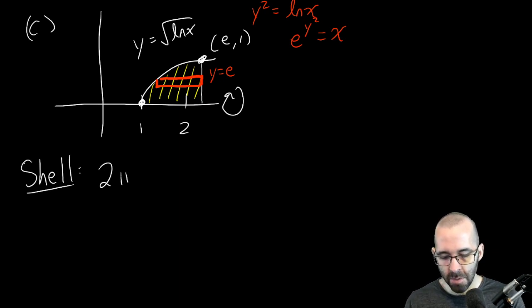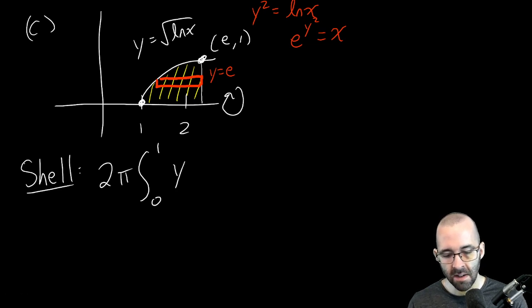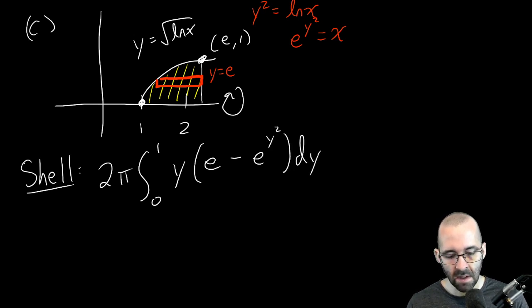So the shell method is going to be 2 pi integral. It's going to be in terms of y. y is going from 0 up to 1 of the y coordinate times that difference, which is, the right-hand side is e, and the left-hand side is e to the y squared, dy. Doesn't look great, but it's doable. We distribute this y, and then we'd have a linear function, and the second one would turn into a u substitution. So it's not pretty, but it's doable.